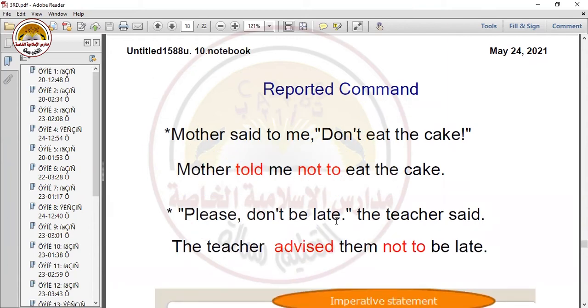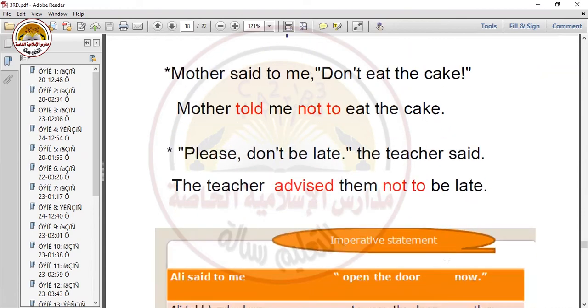"Please don't be late," the teacher said. For reported commands we can use, Ahmed, sometimes advise, order, or warn. Not only told. مش كل مرة يقول لك غير told. أحيانا بيستعمل advise, warn, order. Okay? The teacher advised them not to be late. Not to be late. Okay?